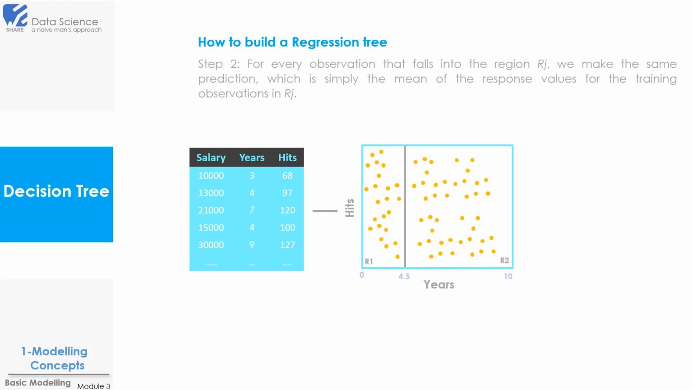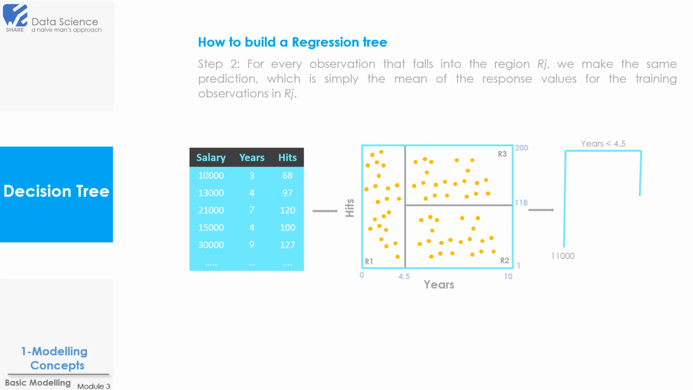Let's say after performing step 1, we created our first region which has a cut point at 4.5 and has divided the data into 2 parts. That is years greater than 4.5 and years less than 4.5. Then we created another region similarly. Now the region is further divided based on the number of hits as shown here. So our tree will look something like this.